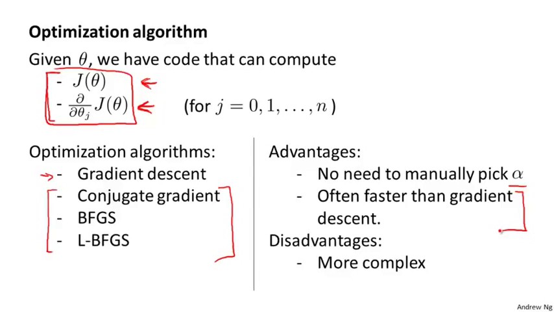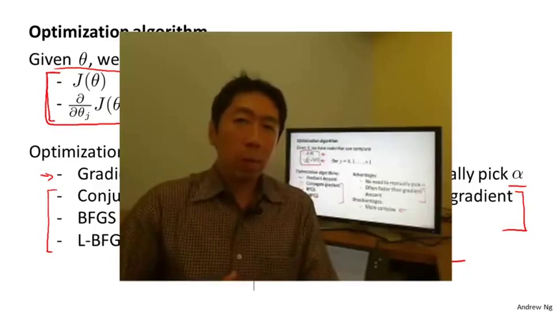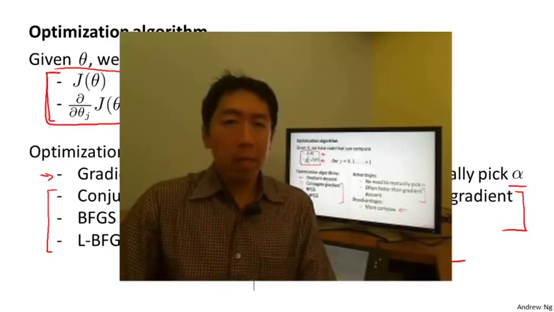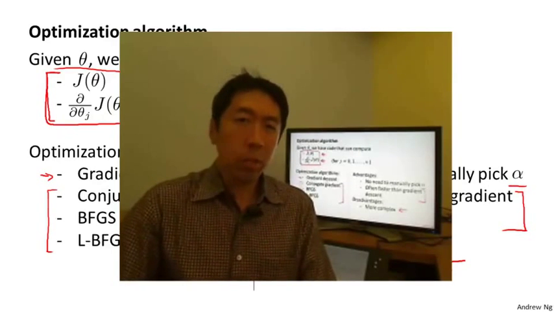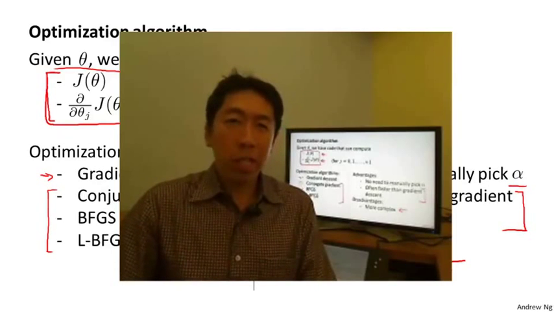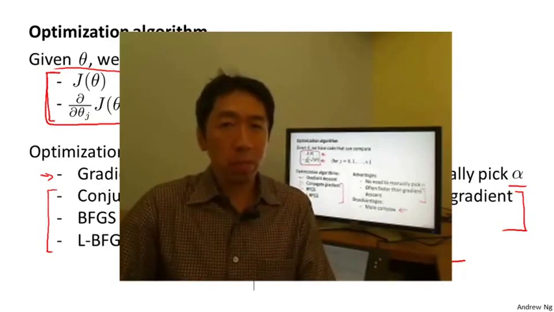If these algorithms have a disadvantage, I'd say that the main disadvantage is that they're quite a lot more complex than gradient descent. And in particular, you probably should not implement these algorithms, conjugate gradient, L-BFGS, BFGS, yourself, unless you're an expert in numerical computing. Instead, just as I wouldn't recommend that you write your own code to compute square roots of numbers or to compute inverses of matrices.